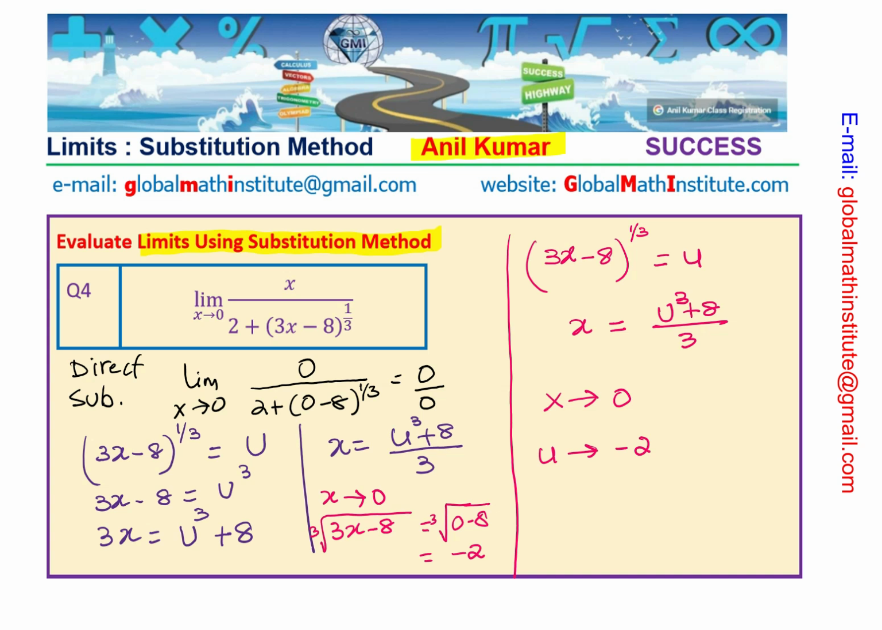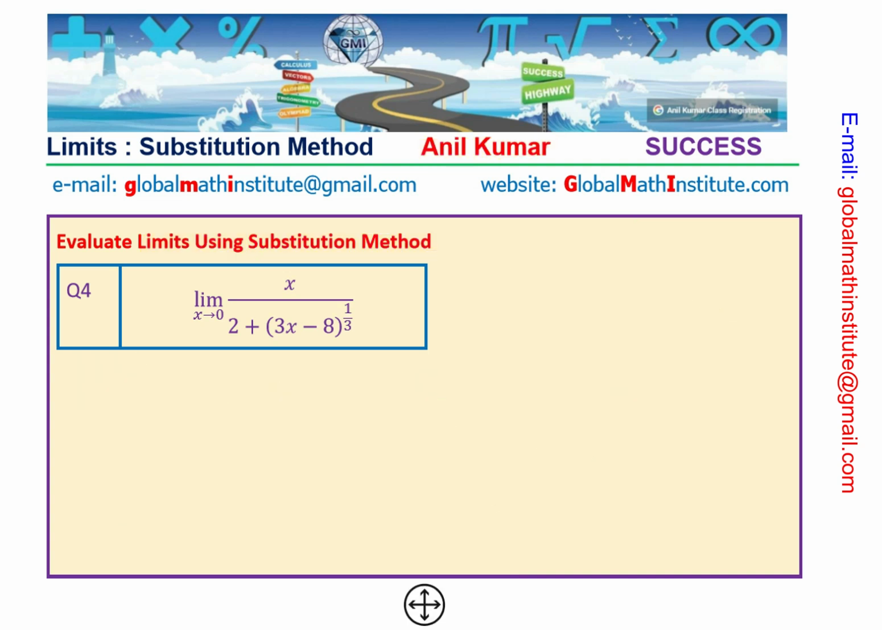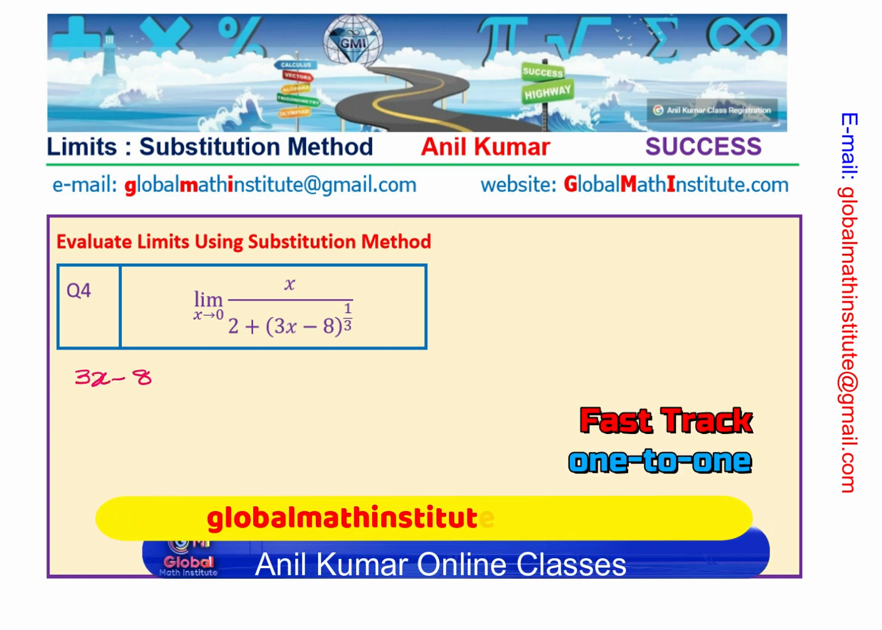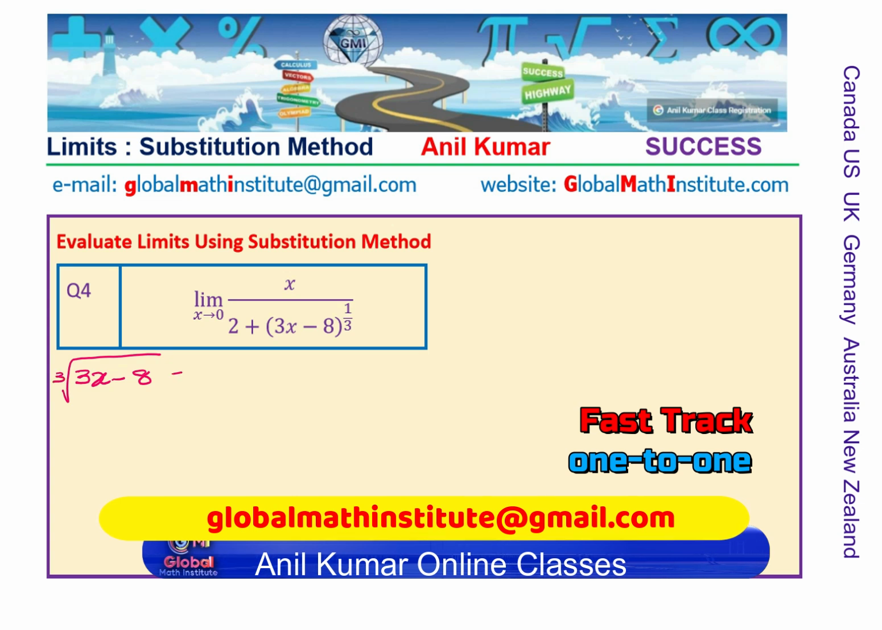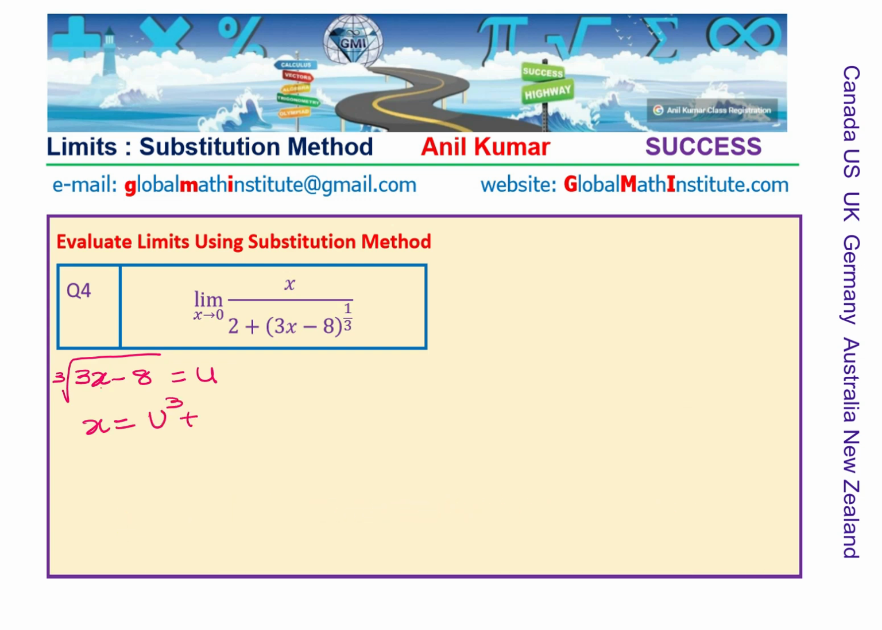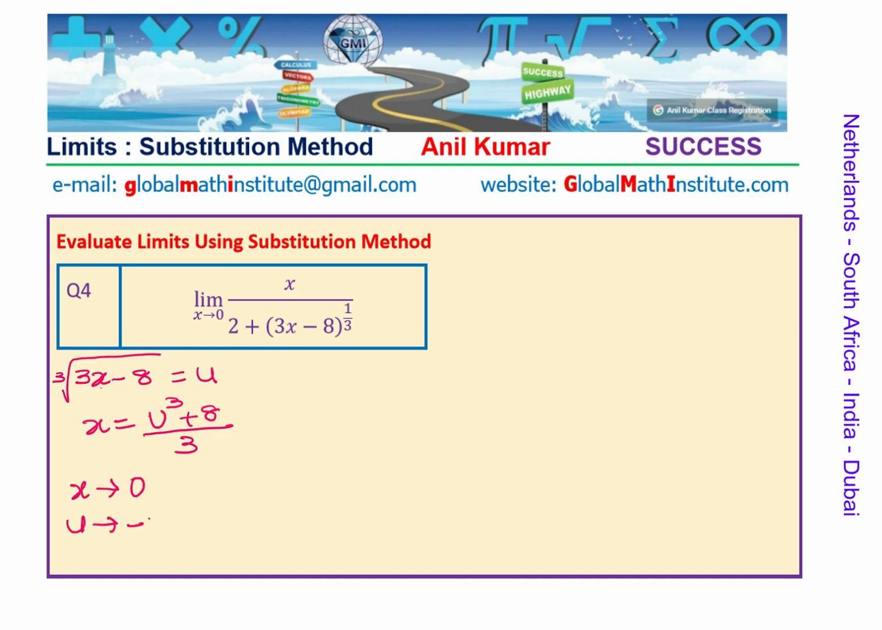Now I think we can make the substitution and find the result. So let's go to a fresh page. What we have done here is made a substitution, which is the cube root of 3x minus 8 equals u, and that gave us x equals the cube of u, add 8, divide by 3. Again, I am doing it so that you understand clearly. And when x approaches 0, we found u approaches minus 2, the cube root of minus 8.